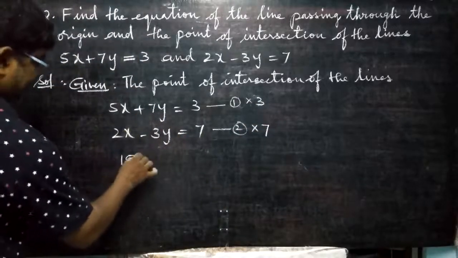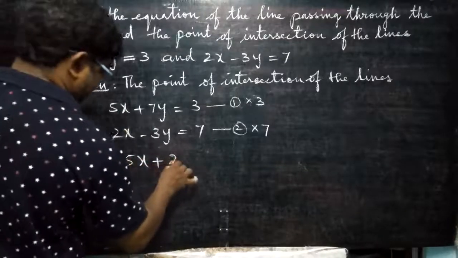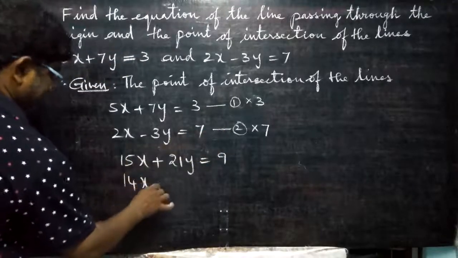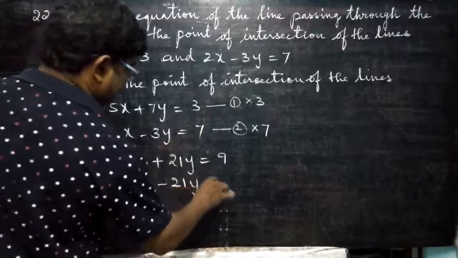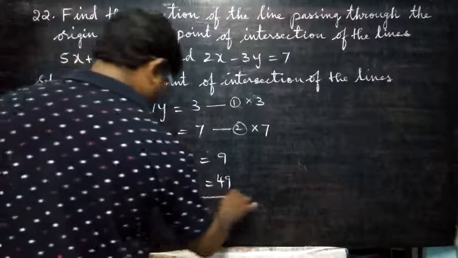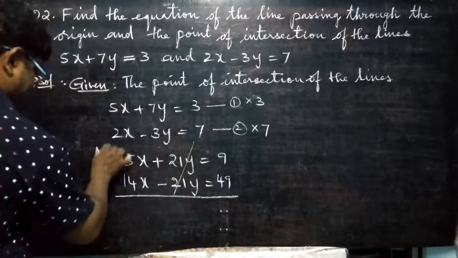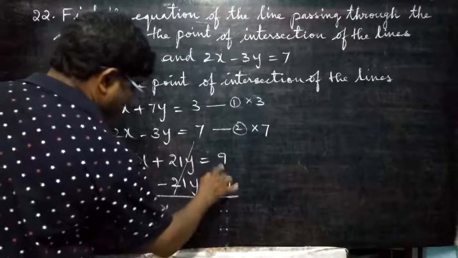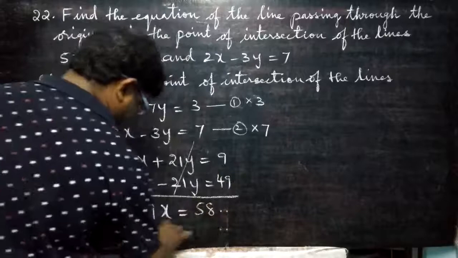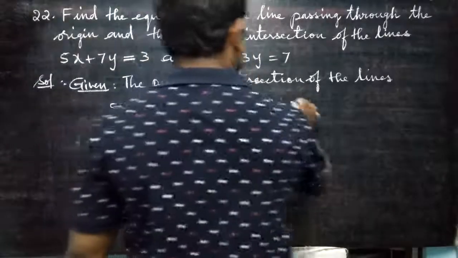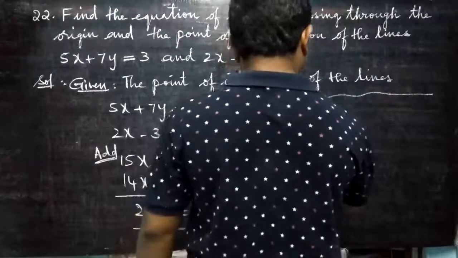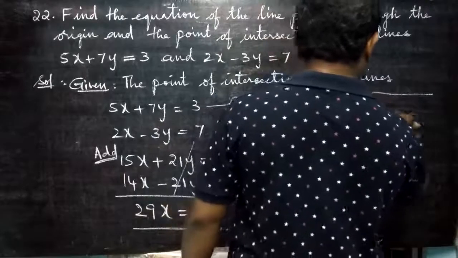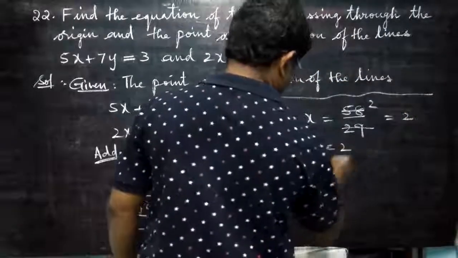3 5s are 15, 15x plus 7 3s are 21y, 3 3s are 9. With the 7 table, 14x minus 21y is equal to 49. Now, plus and minus get cancelled when we are adding simultaneous equations, you know. 29x is equal to, if you add, 58 will come. Now find the value of x. x is equal to 58 by 29, goes 2 times, so is equal to 2. So x we got as 2.